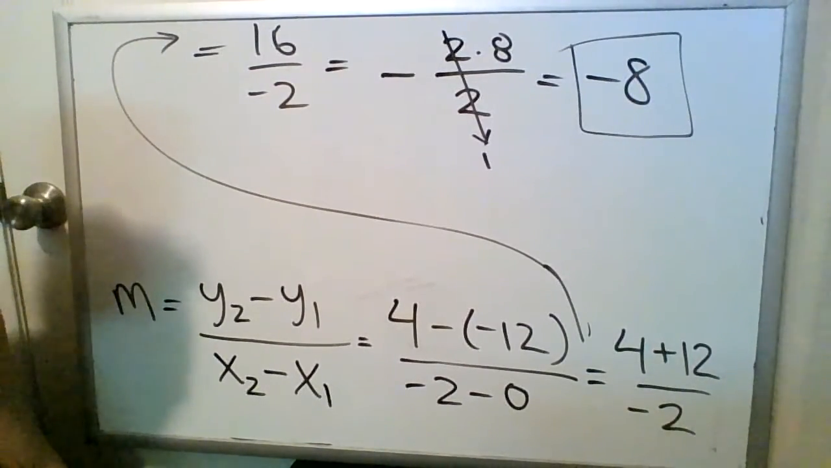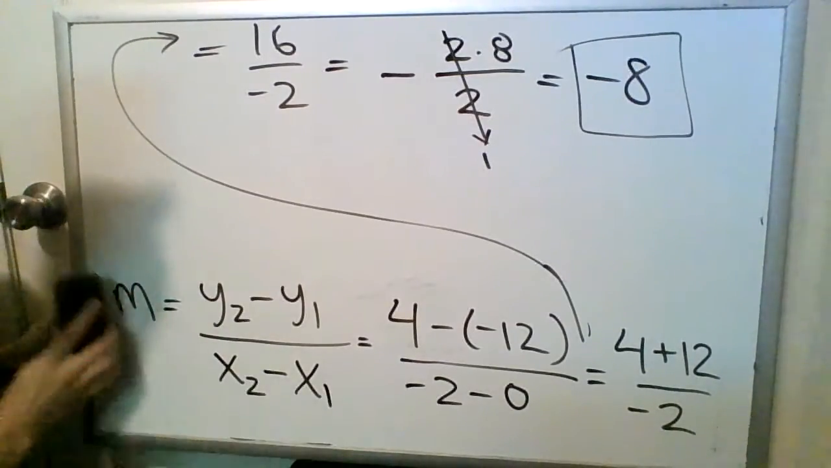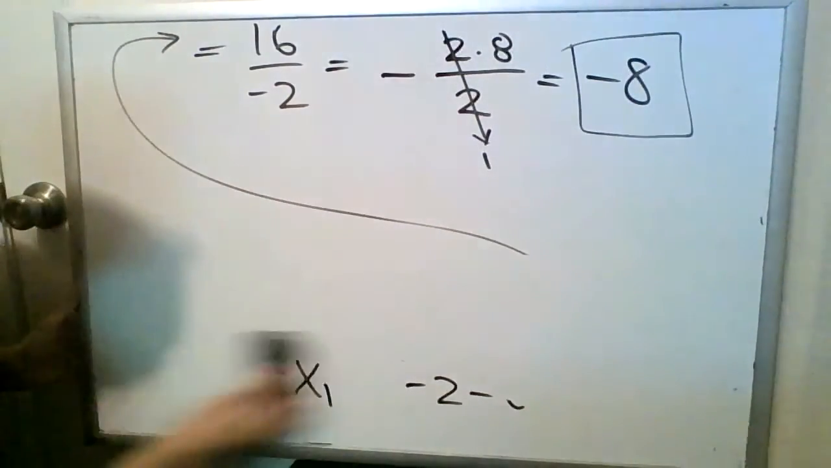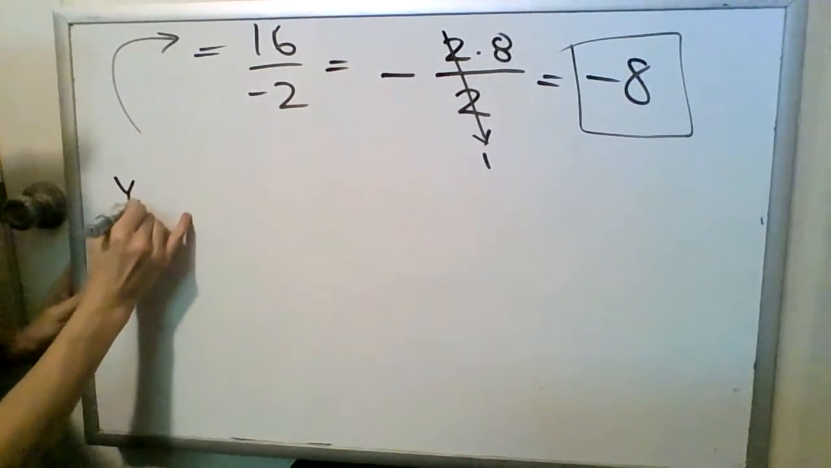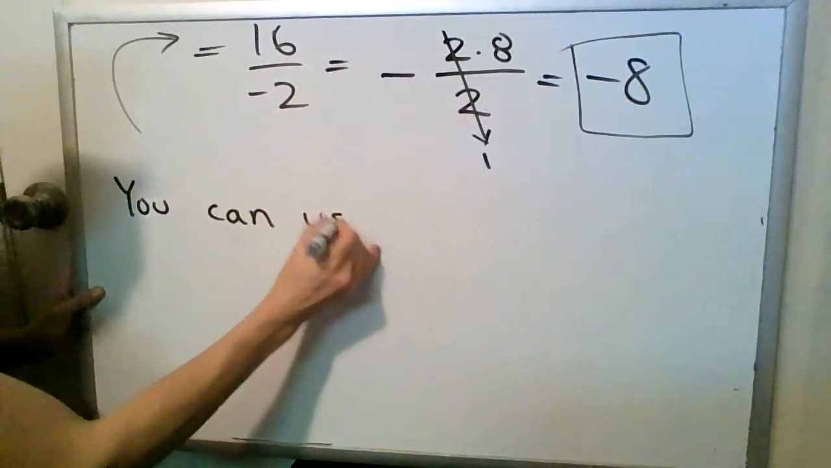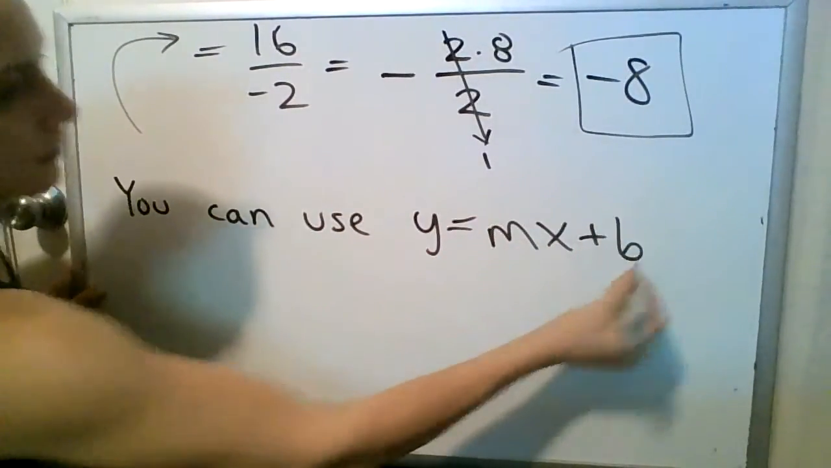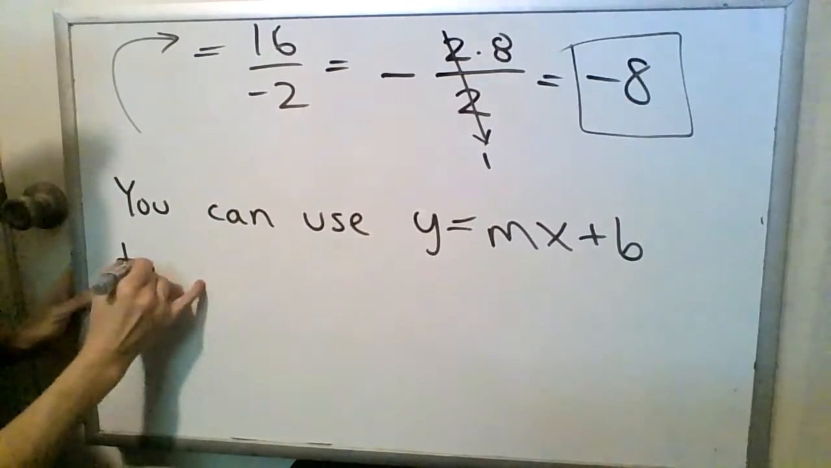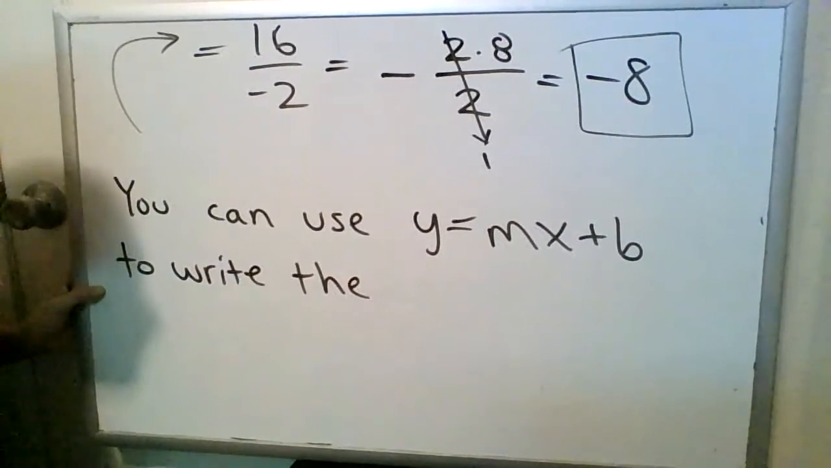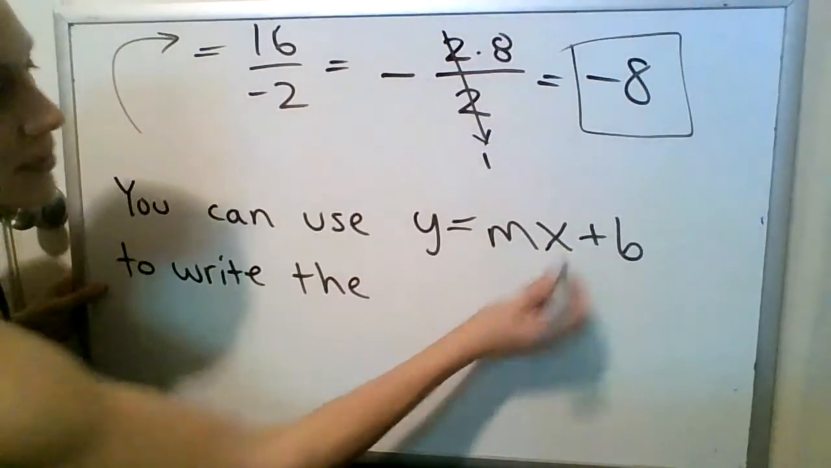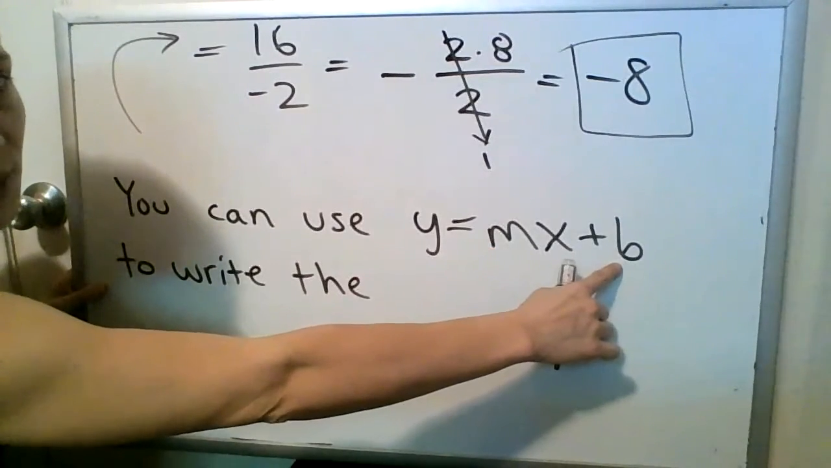All right, moving on to equations of a line. There are 2 forms that I like to use. My favorite one is y equals mx plus b. You use that to write the equation of the line. You have to find that number m, and you have to figure out what this number is, b.